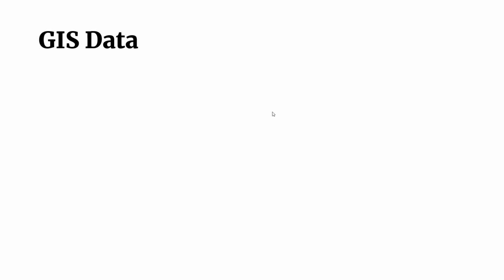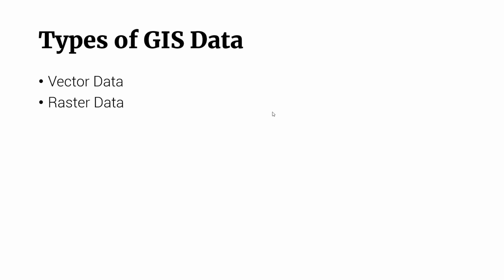Basically, GIS data refers to the information that is spatially referenced, allowing it to be associated with specific geographic locations, including both the attributes and spatial coordinates of features on the Earth's surface. For example, the vector data and the raster data. Again, GIS data refers to the information that is spatially referenced. So that's the GIS data.